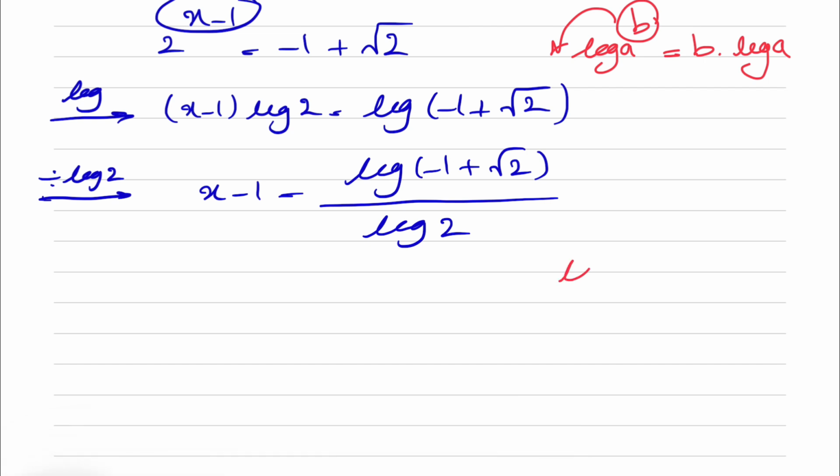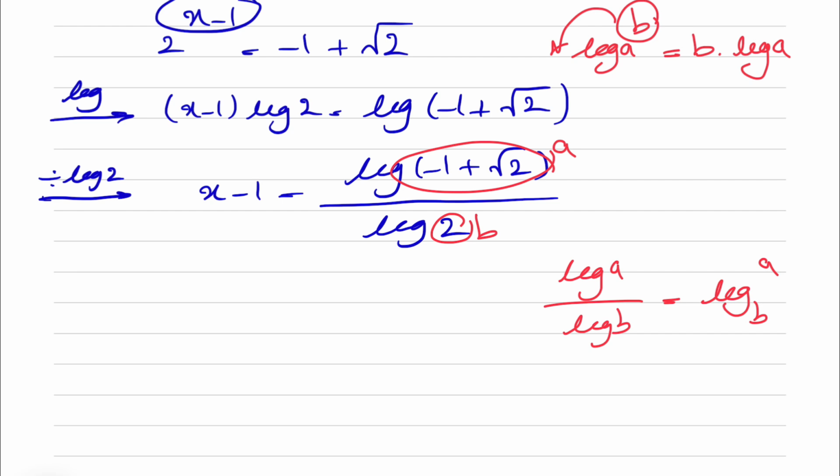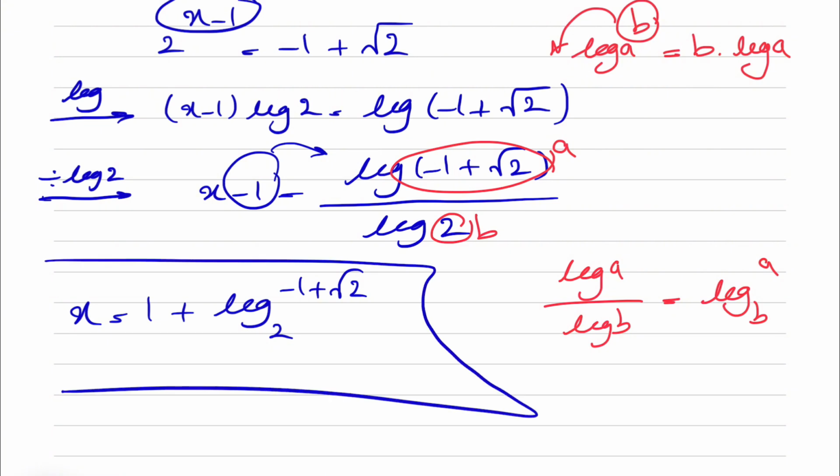And from the laws of logarithms, we know when we have log of a over log of b, this will be equal to log base b of a. So here is our a and this is our b, and we can bring minus 1 to the other side, so our x would be basically 1 plus log base 2 of (minus 1 plus square root of 2). So that's going to be the final answer for this question.